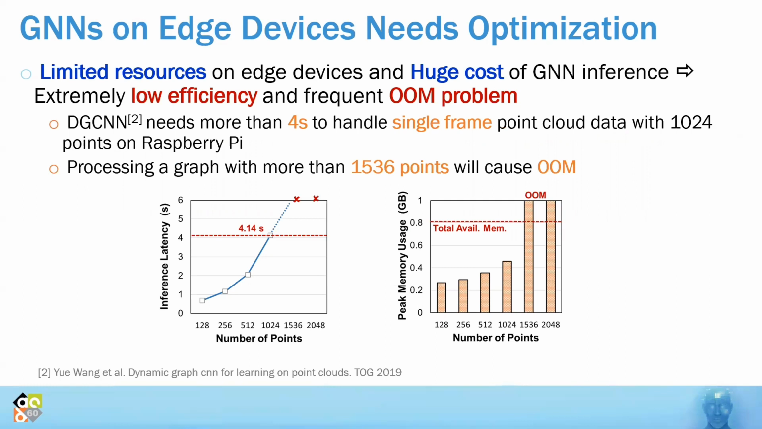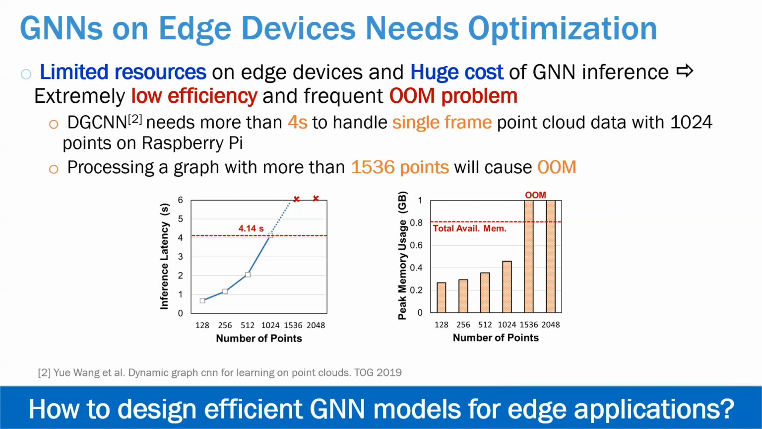For example, a popular point cloud processing model, DGCNN, needs more than 4 seconds to handle single-frame point cloud data with 1,024 points on Raspberry Pi, and processing a graph with more than 1,536 points will cause out-of-memory problem during DGCNN inference, which is intolerable for real-time applications. Therefore, how to design efficient GNN models for edge applications is the main issue we want to explore in this work. In order to solve this problem, we obtained 3 observations through experiments and analysis and try to give our solution.